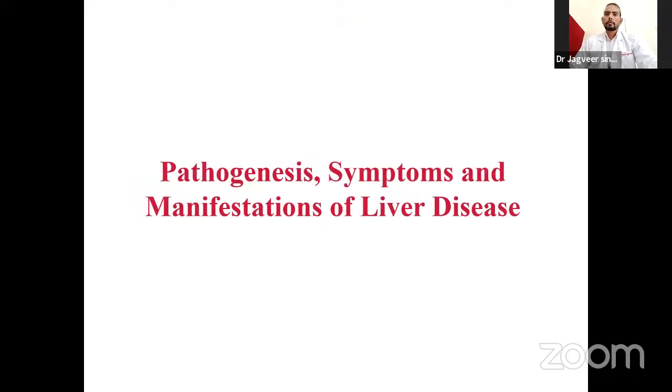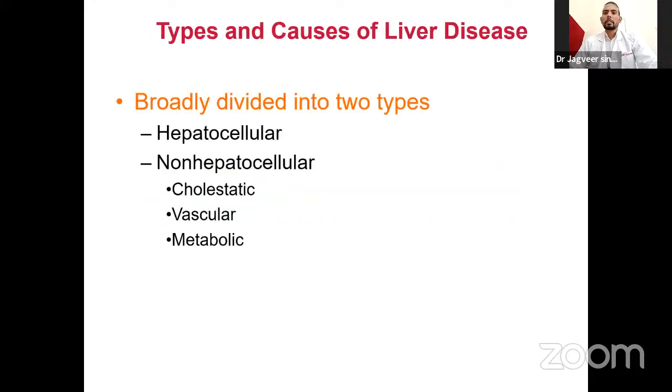So now we discuss the pathogenesis, symptoms, and manifestations of some liver diseases. Broadly, we can divide liver disease into two types. One affecting the hepatocytes, which is called hepatocellular disease, and one group of diseases that affect other types of cells. These are called non-hepatocellular, like cholestatic disease, or diseases that affect the vascular compartment, or some metabolic conditions like hemochromatosis or Wilson disease. Next.